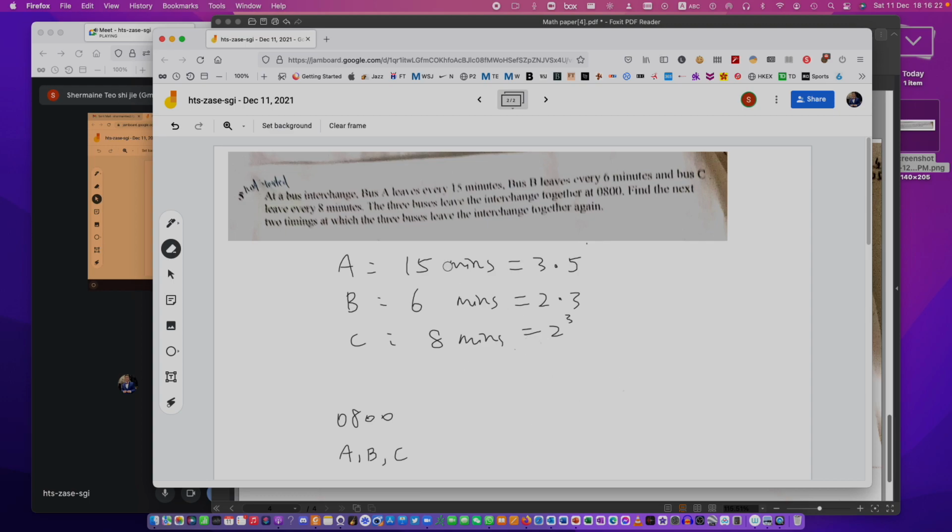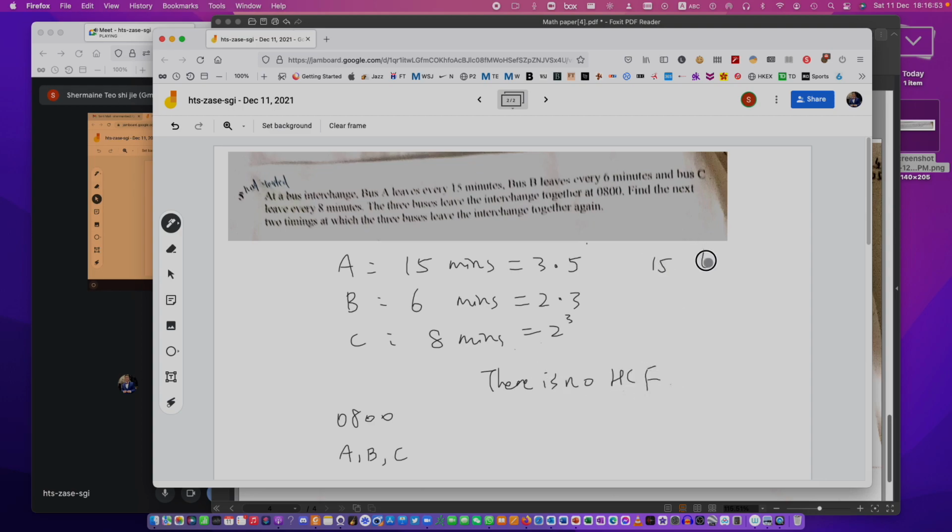Okay, so given this, what is the HCF? Okay, so the HCF is nothing, right? So therefore you need to find the LCM. So what I'm trying to say is there is no HCF for this case. There is no HCF. Why?